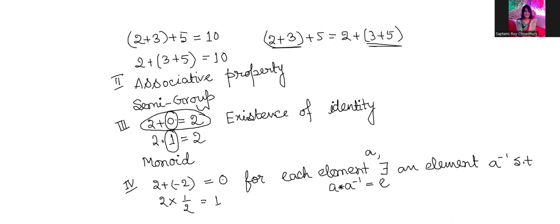For each element. If these four properties are satisfied, we call the set a group. So in the next part, we will briefly write down all the properties of a group. Right? So we will now give the formal definition of a group.